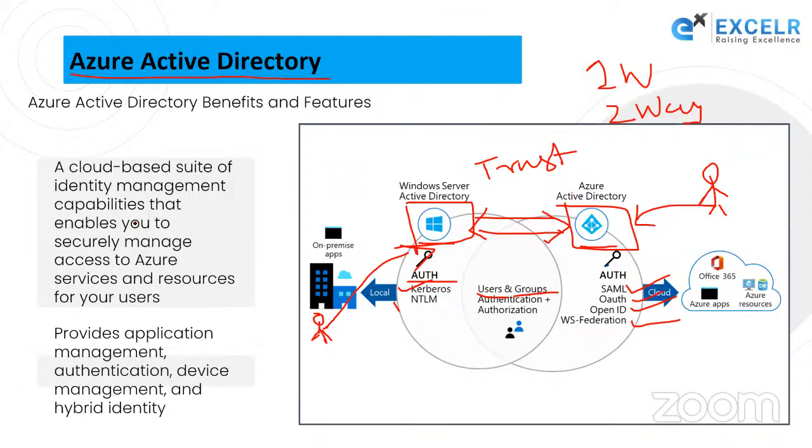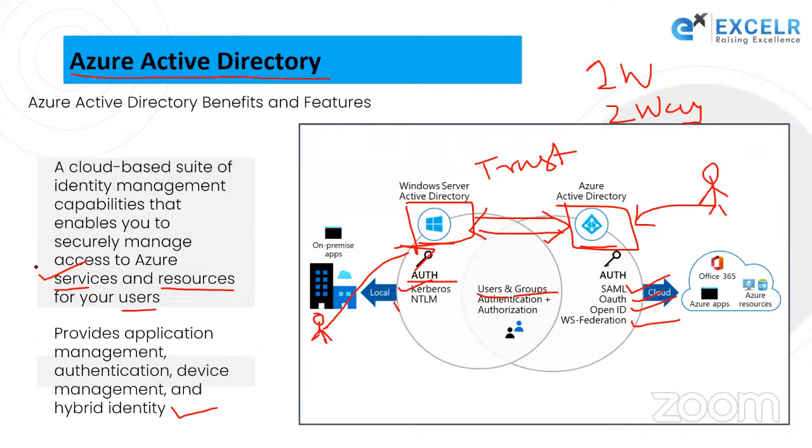If I look at the definition, it's a cloud-based suite of identity management capabilities that enables you to securely manage access to your Azure services as well as the resources for your users. So when I use Azure Active Directory, it is not just managing the users, it is also managing the services. It provides application management, authentication, device management, and even hybrid identity. Hybrid identity means it can provide identity for the on-premise as well as the cloud users.